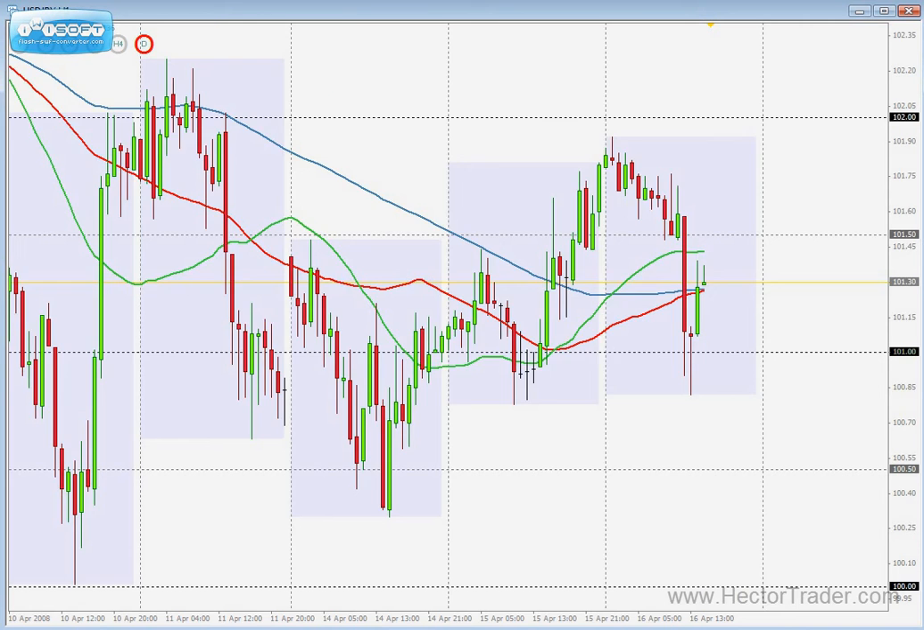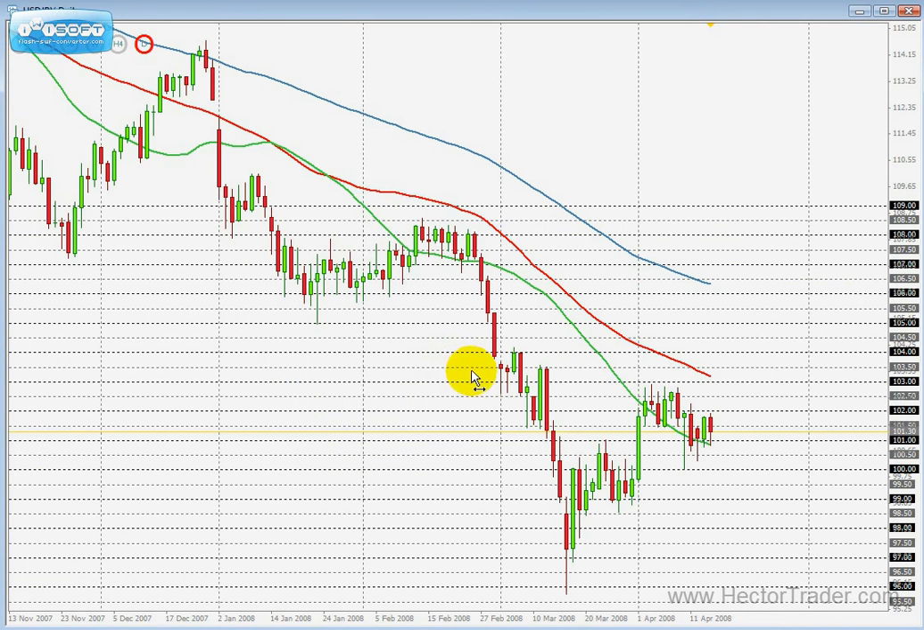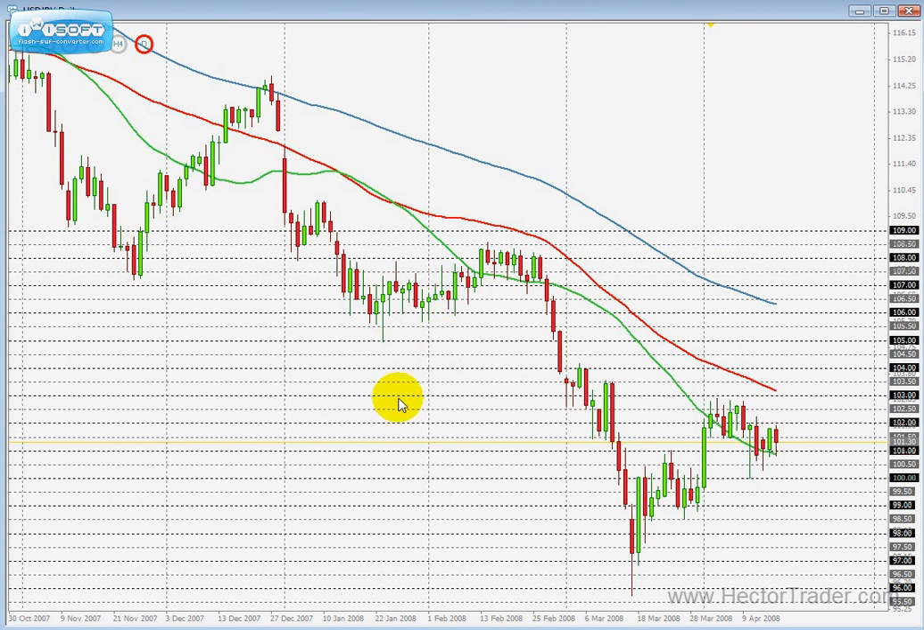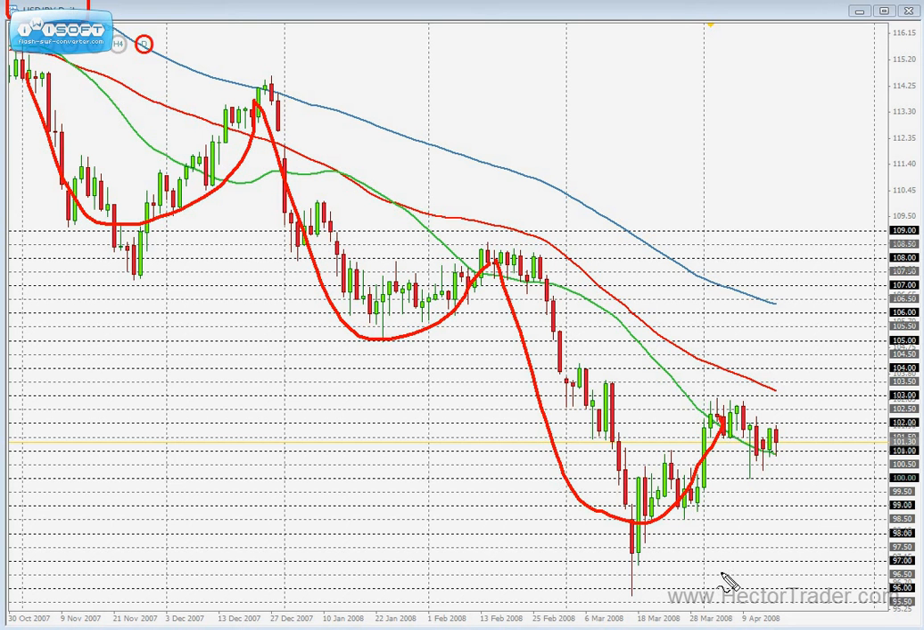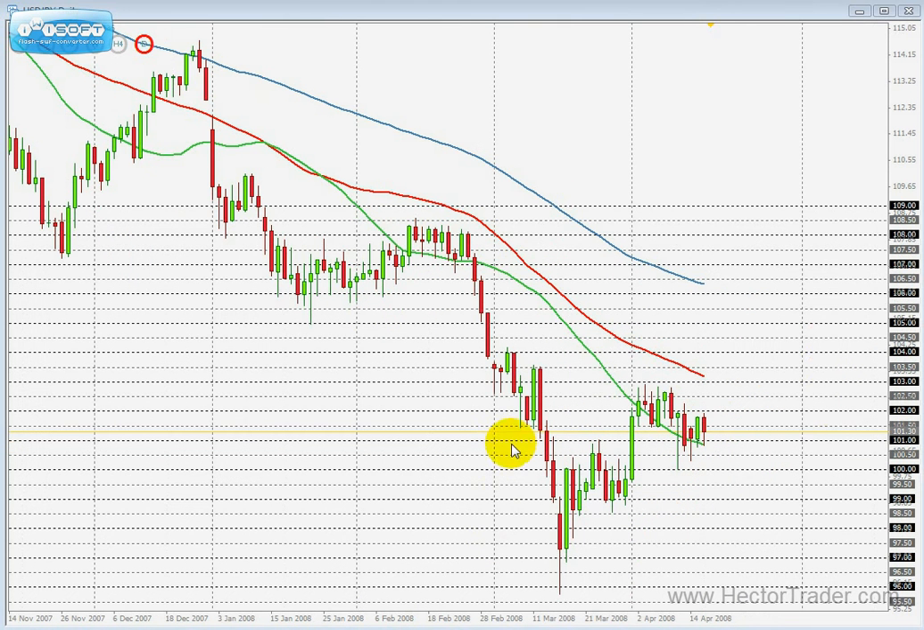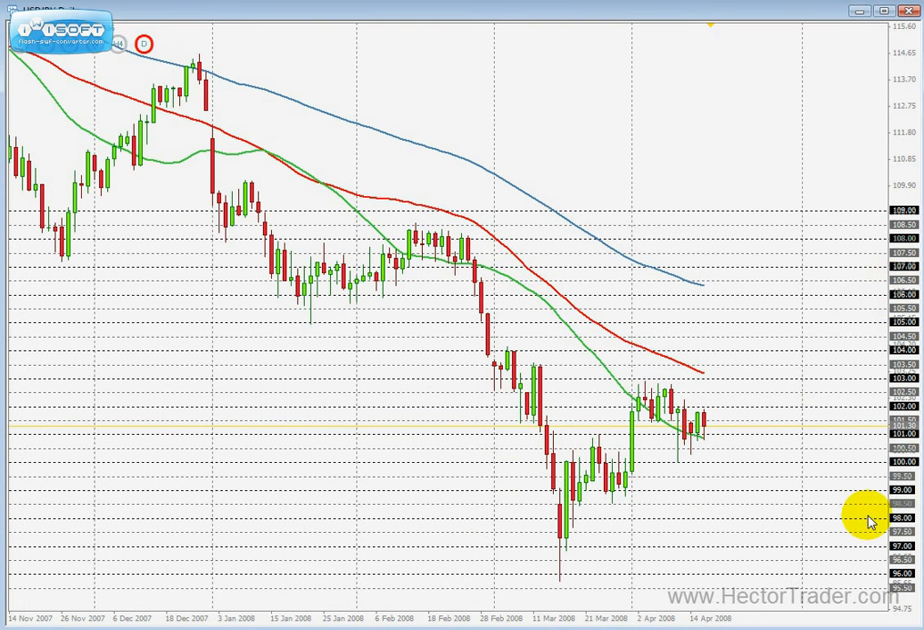Now let me go into the daily time frame. This is the current market price for the USD against the Japanese yen on the daily. As you can see, indeed we are seeing a downtrend. Price is harmonically swinging up and down off the moving averages. And now what I would do is begin searching for my main areas of support and resistance. What are the key levels on this chart?